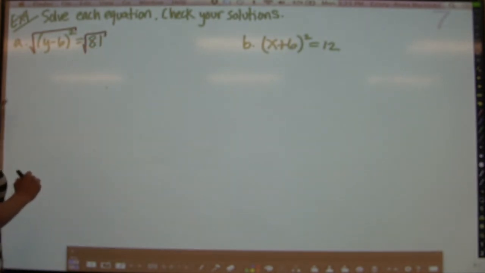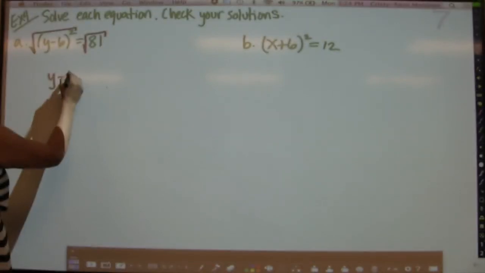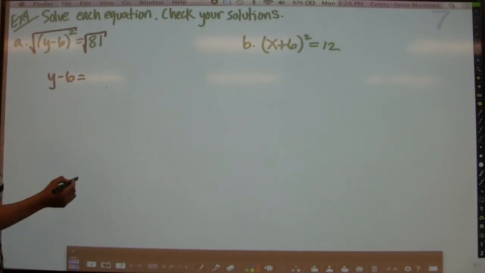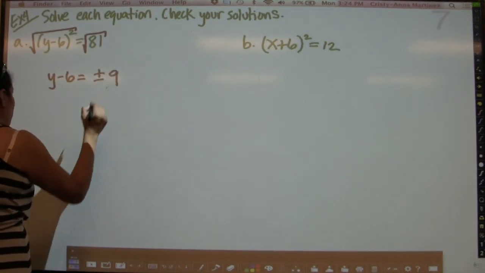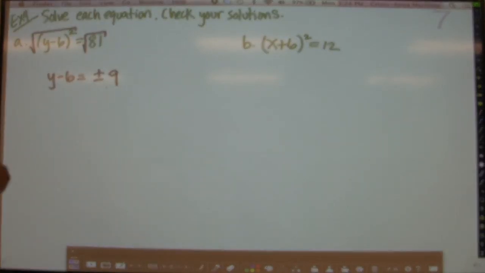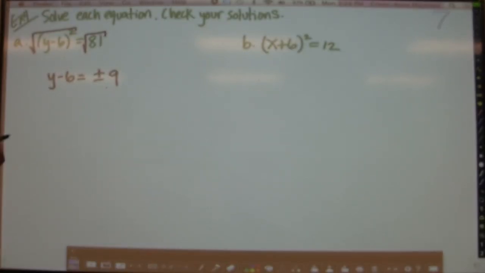And by doing so, the square root and the square will cancel, and you will get y minus 6 equals the square root of 81, which we know to be positive or negative 9. It is very important that you put your plus or minus there, because negative 9 squared is 81 and positive 9 squared is also 81. So you have to keep in mind that it could be either way. So you want to put plus or minus 9.